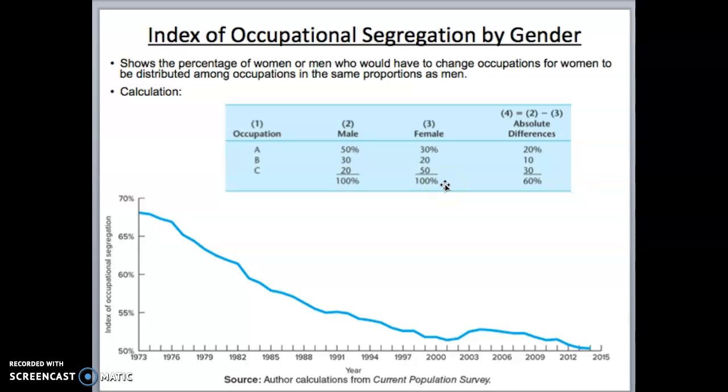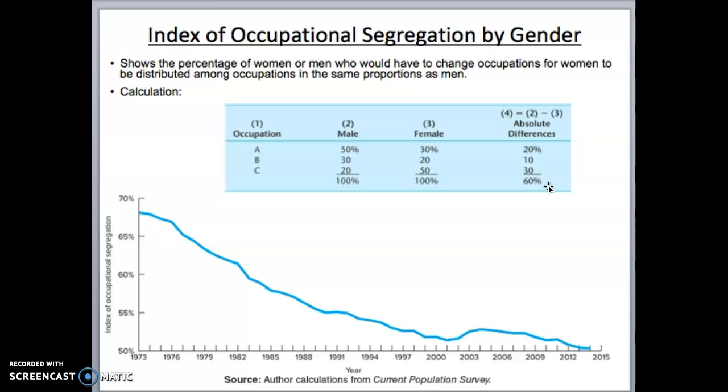To get the index of occupational segregation, we're first going to find for each occupation the difference between the ratio of men in that occupation to the ratio of women in that occupation. So 50 minus 30 is 20. 30 minus 20 is 10, and 20 minus 50 is negative 30. But we use the absolute differences, so it's always going to be a positive value. Then we take those differences and we add them up, which gives us 20 plus 10 plus 30 is 60. Then we take that number and we divide by 2.